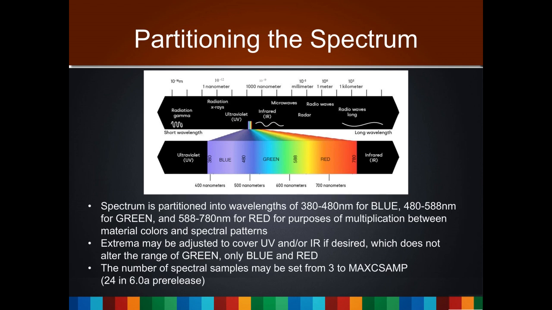The actual maximum number of spectral samples is set by a compiler macro, and it defaults to 24 in the 6.0a pre-release. But you can change it at compile time if you have needs for greater resolution.